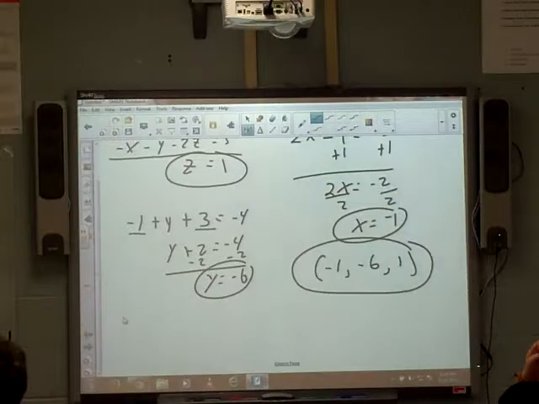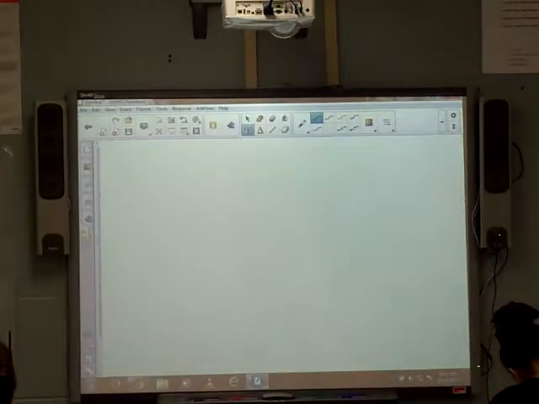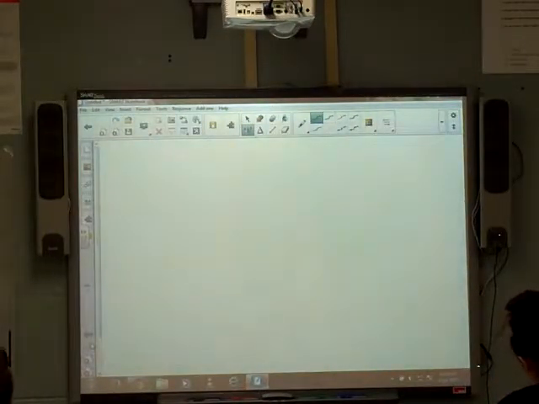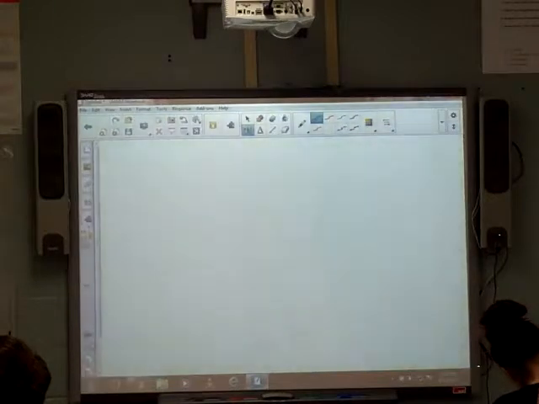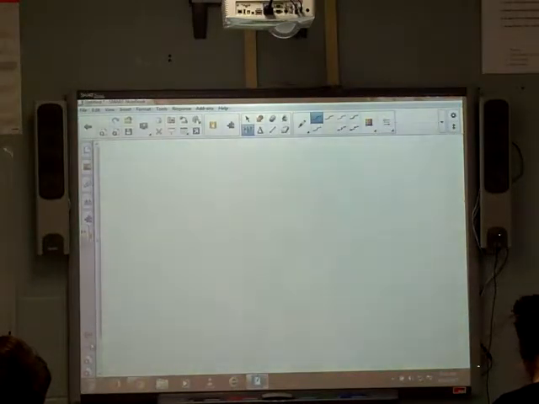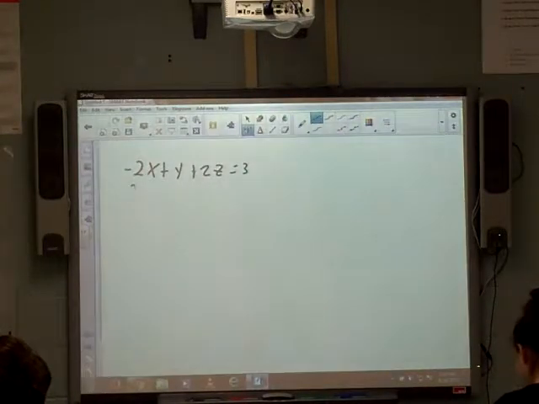Alright, number 5. I put the second 2 together first. The second one and the third one, yeah. That's what I did. Okay, so I'm going to add those, let me get those 2 written. 2x plus y plus 2z is equal to 3. And then 2x plus y plus 3z is equal to 8.